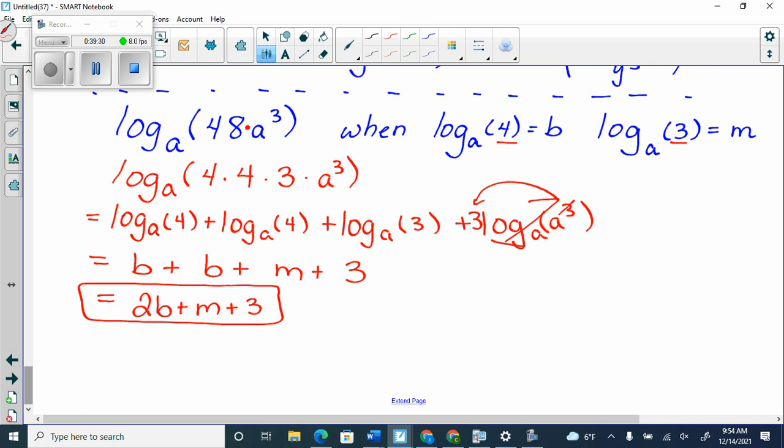For your homework, work on the sheet in front of your face. I have a new one for tomorrow. Oh. I thought we did 5.